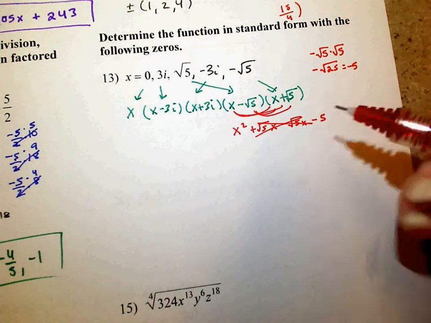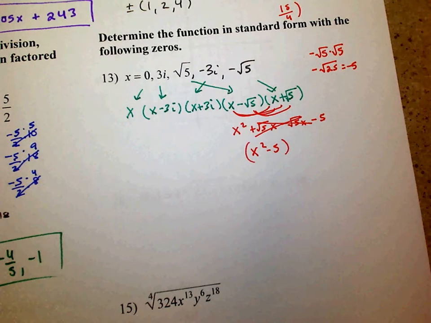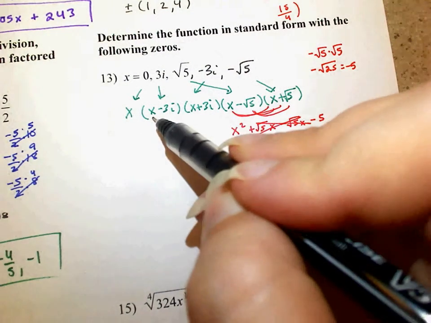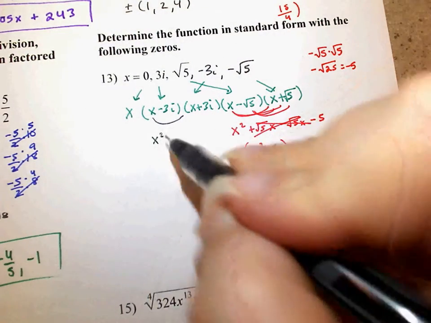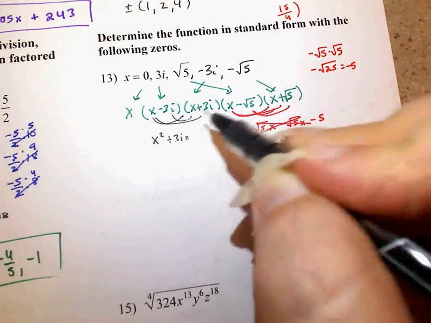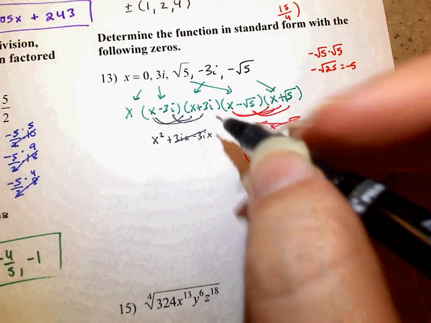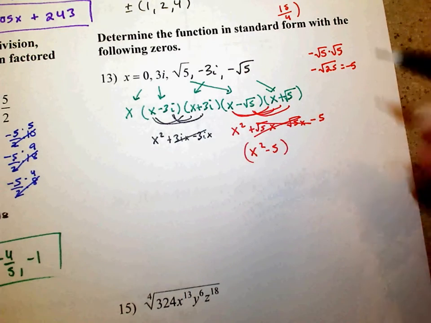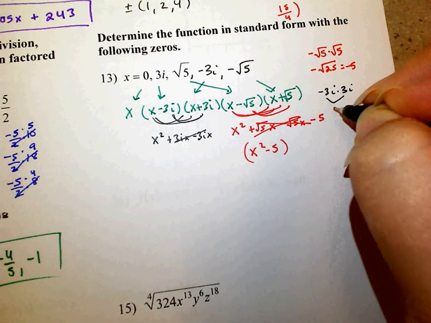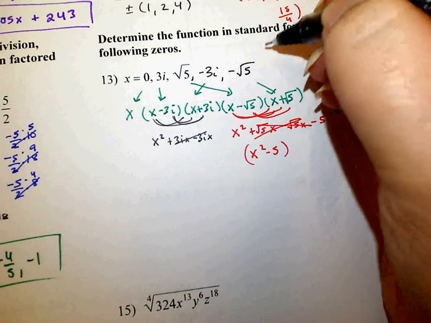Okay. Now this one. Again, these are conjugate pairs. The middle terms will cancel out, but I'll prove it. X times x is x squared. X times 3i is 3ix. Negative 3i times x is negative 3ix. And then negative 3i times positive 3i. That's a negative 9. I times I is i squared. And i squared, I don't know if you remember, i is the square root of negative 1. So if I square it, i squared is negative 1.